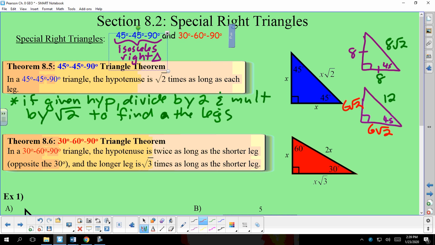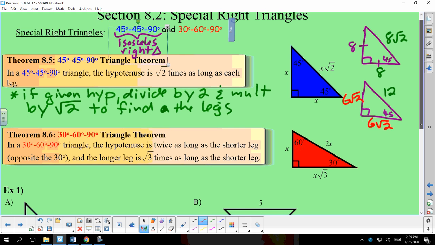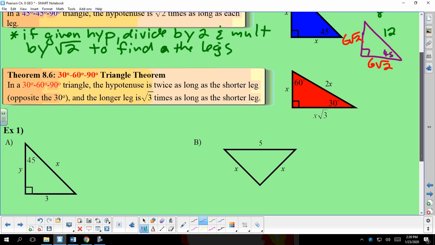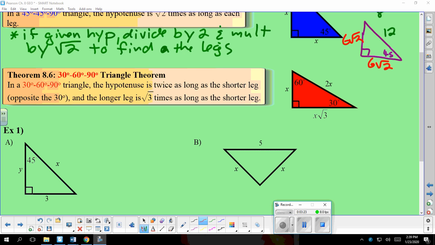Next, let's go ahead and look at examples A and B before we move on. So take a second, see if we can find x and y here, or the value of x there, and then we'll move on using our shortcut method, not Pythagorean theorem.